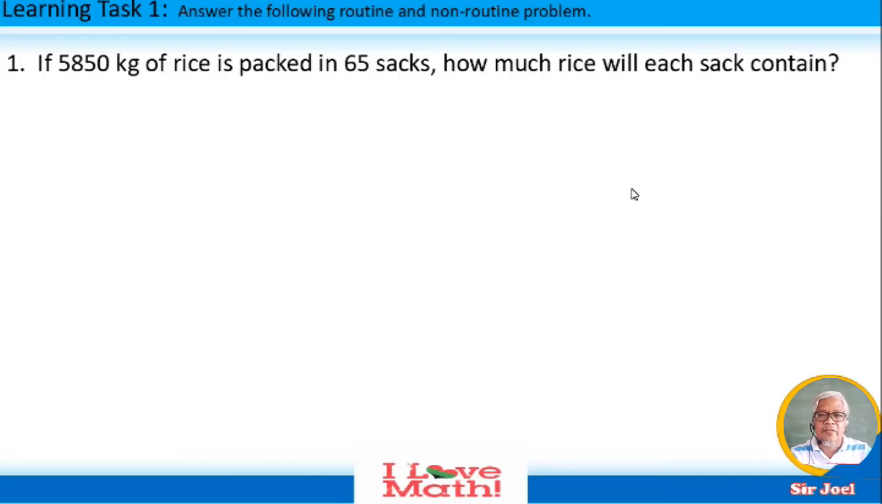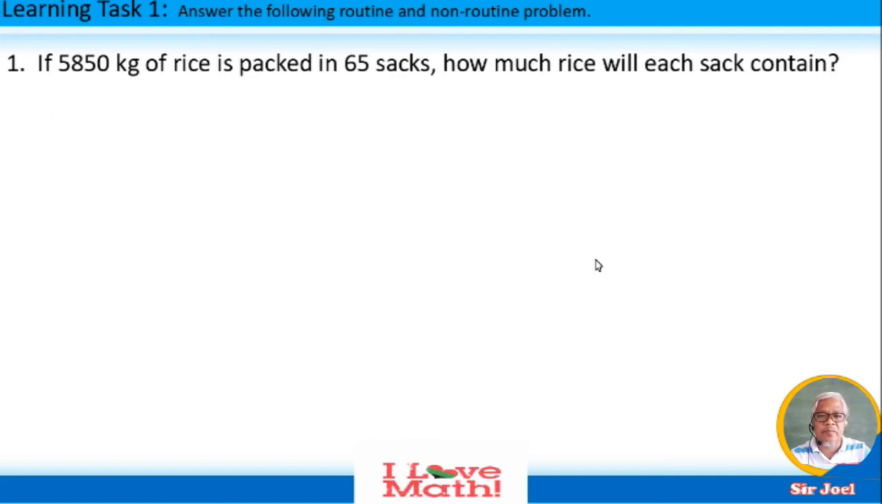Week 8, Lesson 2, Learning Task Number 1. Answer the following routine and non-routine problem. Number 1. If 5,850 kilograms of rice is packed in 65 sacks, how much rice will each sack contain?